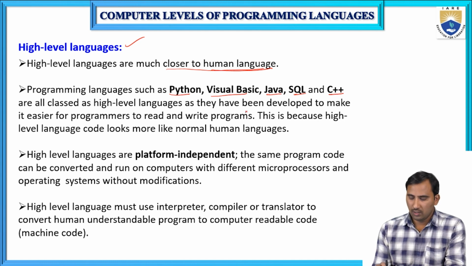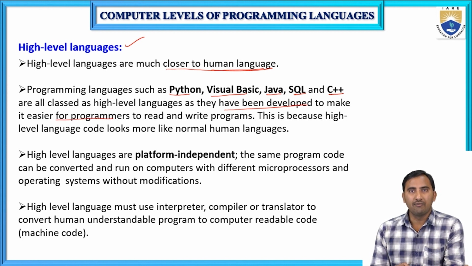These high level languages have been developed to make it easier for programmers to read and write programs. That means they have been developed for the benefit of the programmer. Writing a program using a high level language is very easy to understand, read and write. That is the main advantage of the high level language, because it is very similar to the natural, human language.